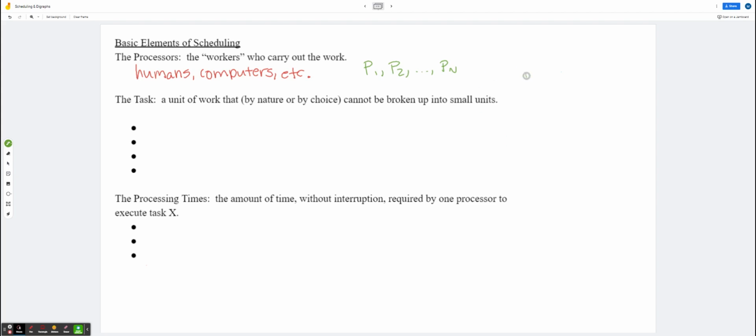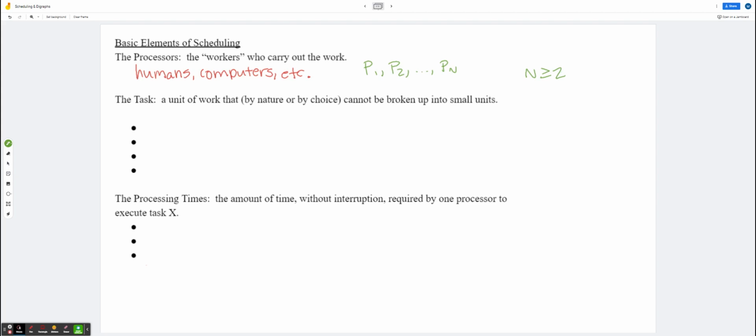And we are always going to assume that n is at least 2, because if you only have one processor, think of it like one person is doing all of the tasks. That's a very boring project to think about. So we are only looking at situations where n is at least 2.